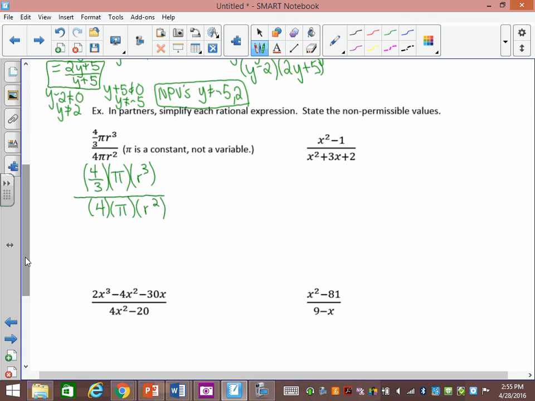Keep in mind, you guys, pi is not a variable. Pi is 3.14159. It keeps on going. It's a non-terminating, non-repeating decimal. So if I'm going to state non-permissible values, I only have to state them for the r. And what can't r be? R squared can't be 0, technically, right? So what would that make r be in order for it to not be 0? 0 squared is the only thing that will make you 0. So r can't equal 0.